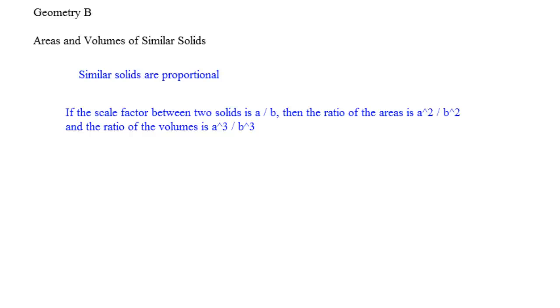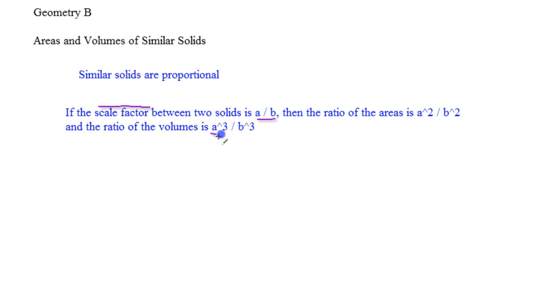Alright, so areas and volumes of similar solids. Like usual, similar solids are proportional, and when we work with them, we call those the scale factors. If the scale factor between two solids is A divided by B, or A to B, however you want to represent it, then the ratio of the areas is A squared divided by B squared, and the ratio of the volumes is A cubed divided by B cubed.